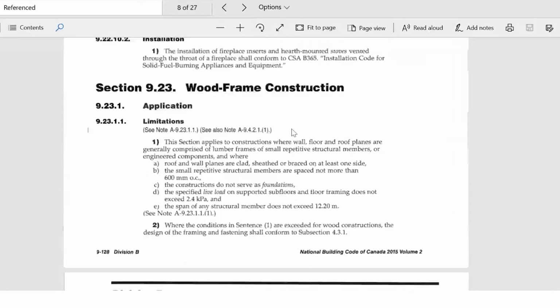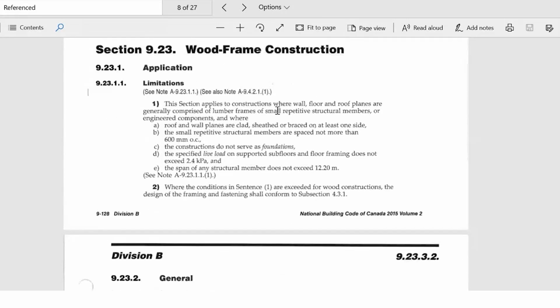So for wood frame construction, this section applies to constructions where wall, floor, and roof planes are generally comprised of lumber frames and small repetitive structural members or engineered components. So it allows you to use engineered components where roof and wall planes are clad, sheathed, or braced at least on one side. Remember, this is wood frame construction. Small repetitive structural members, we've seen that before. The construction does not serve as foundations. So this is not part of the foundations.